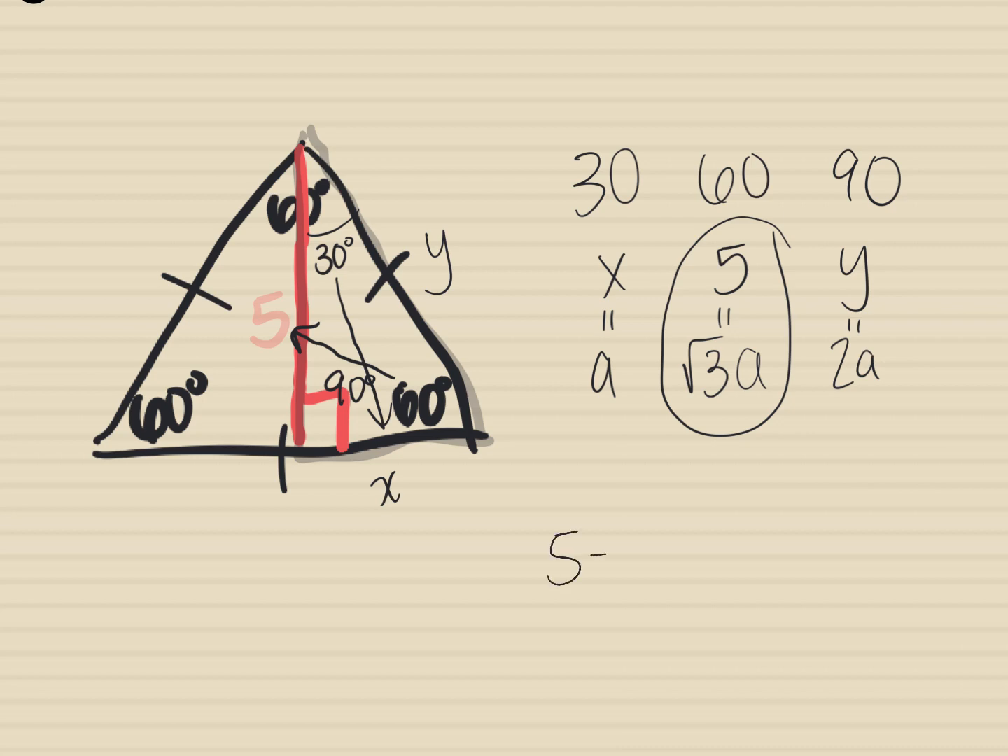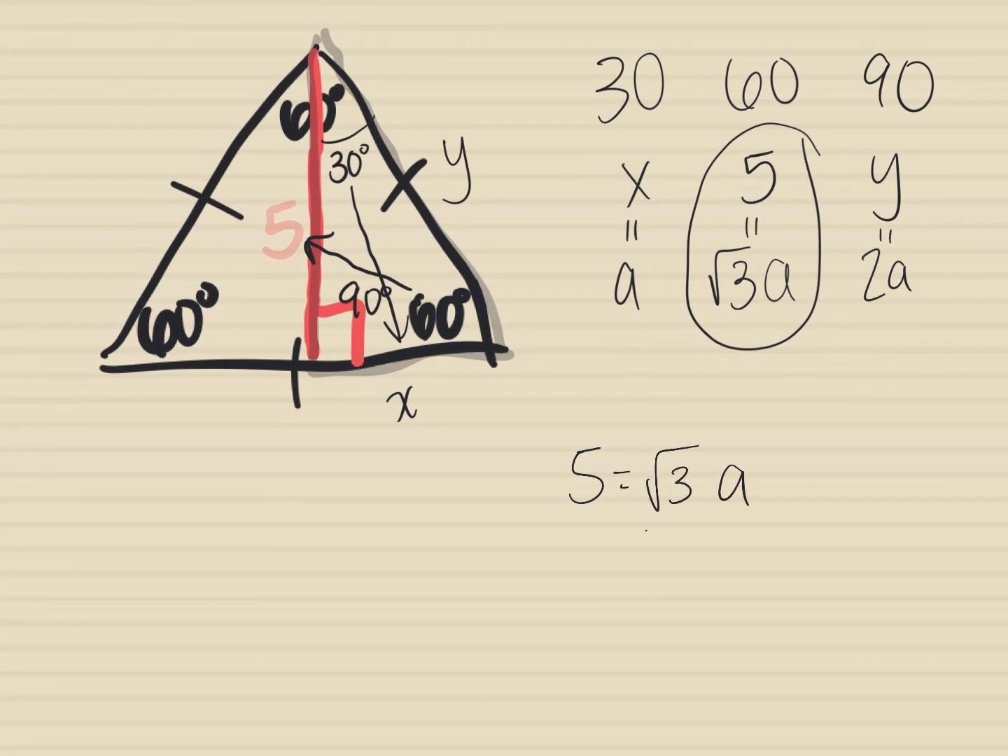It's 5 equals the square root of 3 times a. How do you solve for a? Divide by the square root of 3. And then plug it into your calculator. What's 5 divided by the square root of 3? 2.9? Yeah.